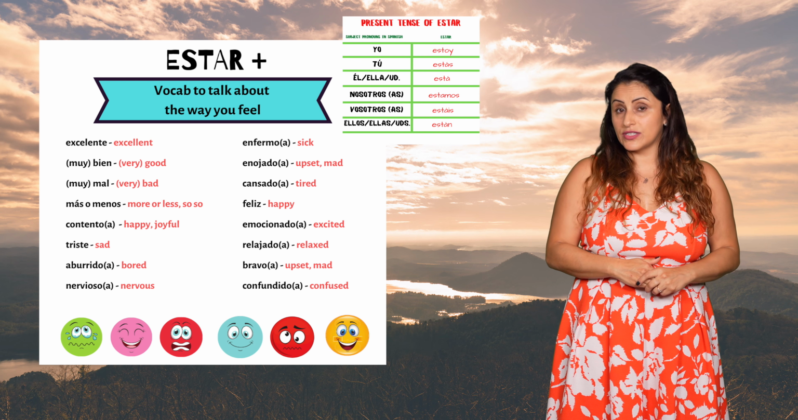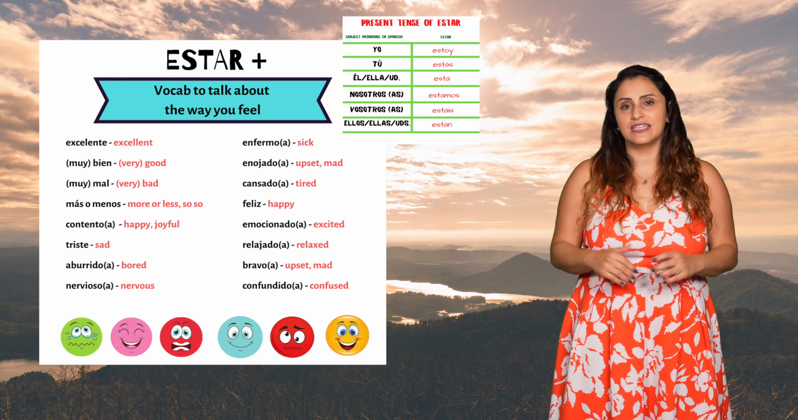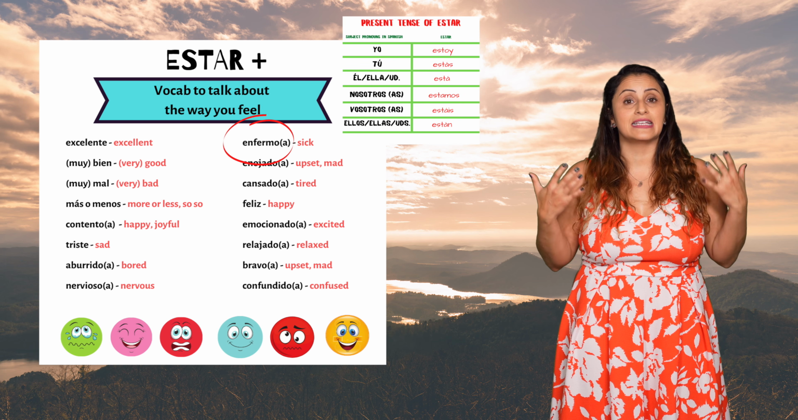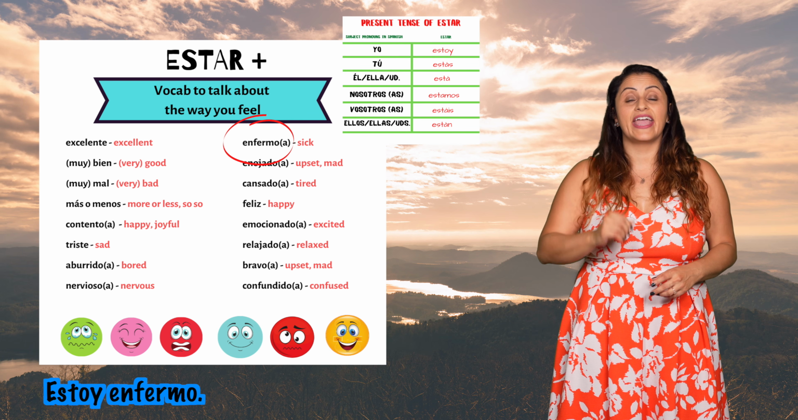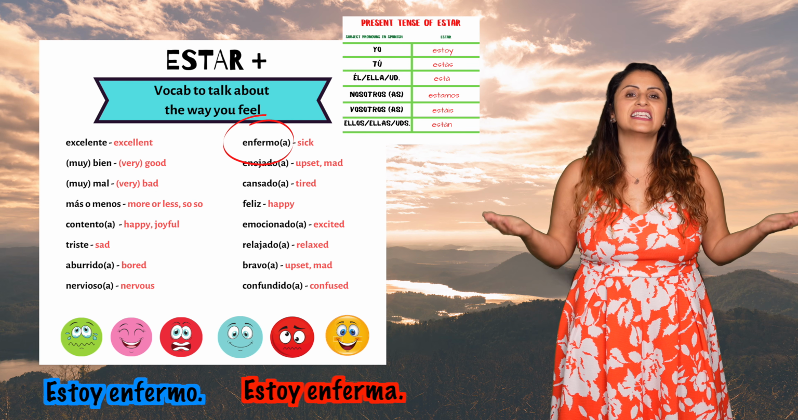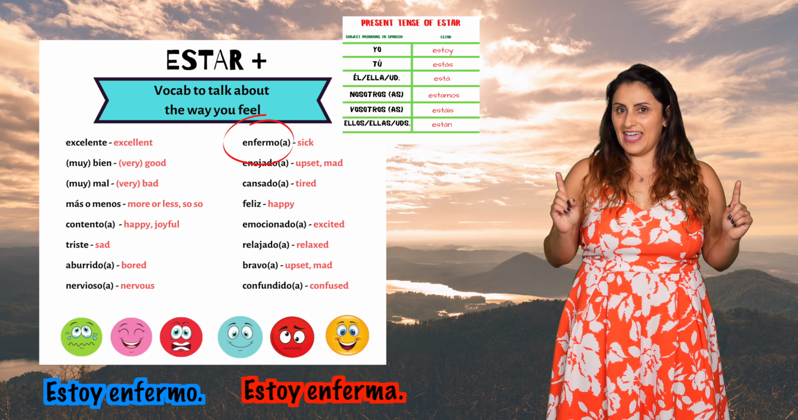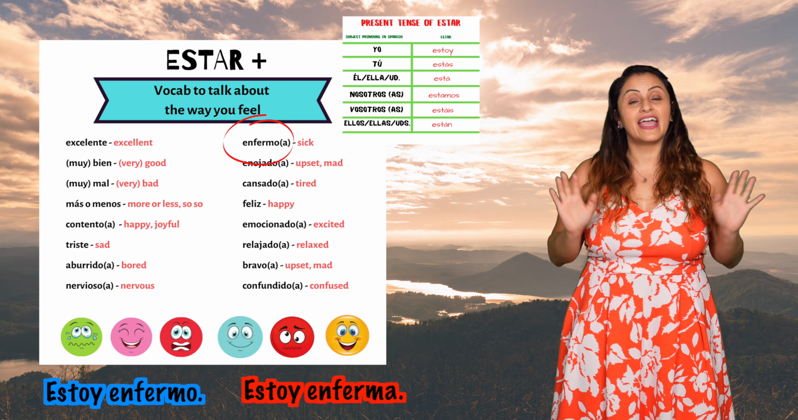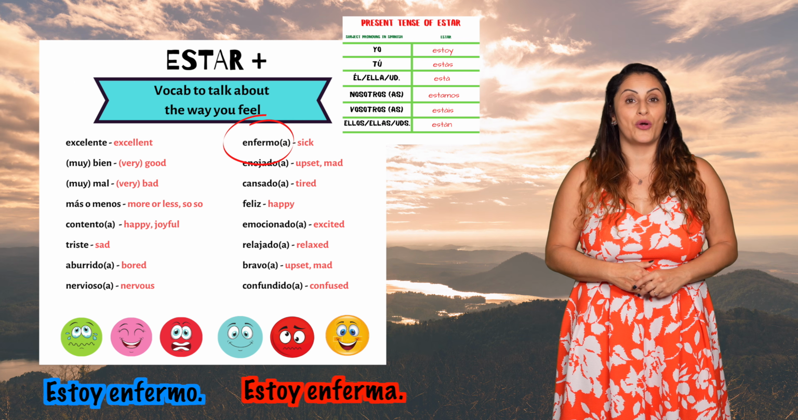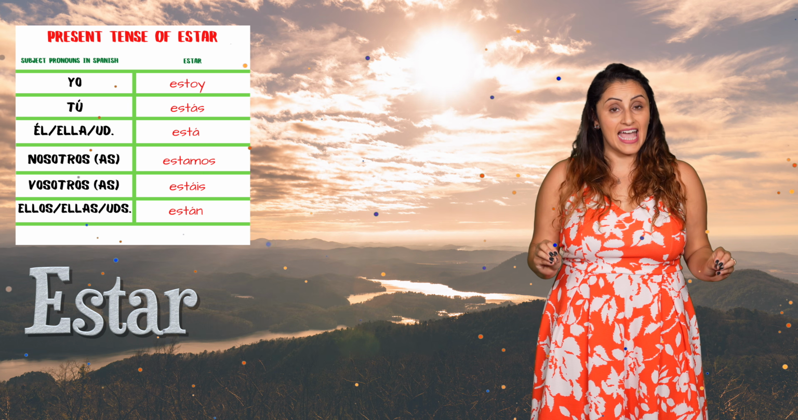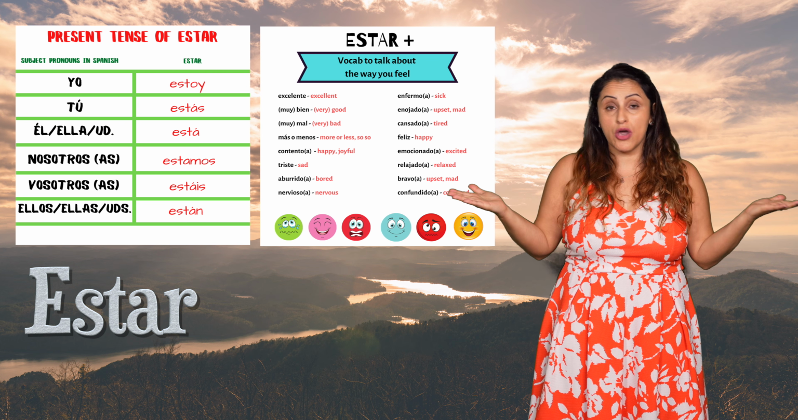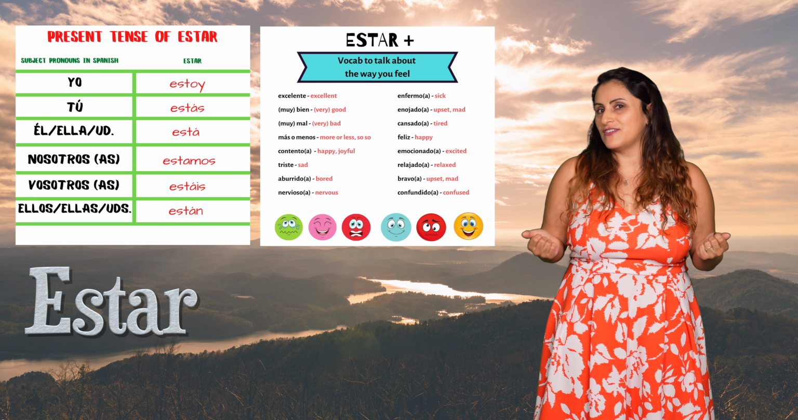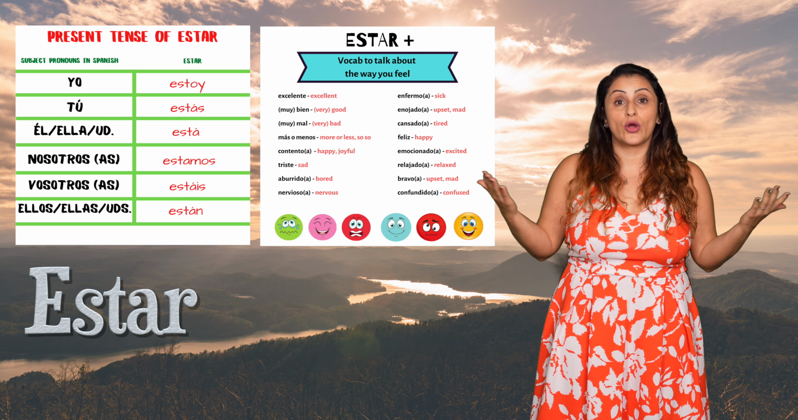We will also use estar for some temporary conditions, such as when you're feeling sick. So we would say something like, estoy enfermo or estoy enferma. Again, be careful with that gender there and make sure that you're using the correct form. And that's it, friends. You know how to conjugate the verb estar. And now you're able to use it to talk about how you feel, maybe your emotions, or depending if you're maybe feeling good, bad, or ill.